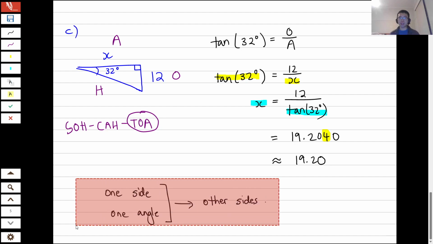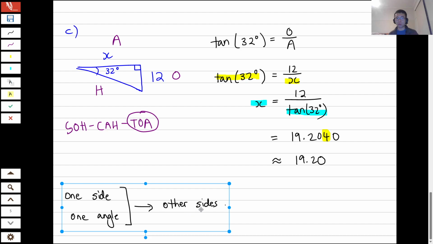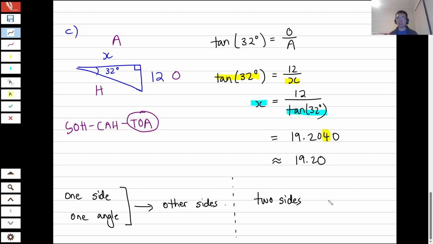In the next video, we're going to do something a bit different. Next time, we're going to go from having 2 sides to finding an angle. See you then.